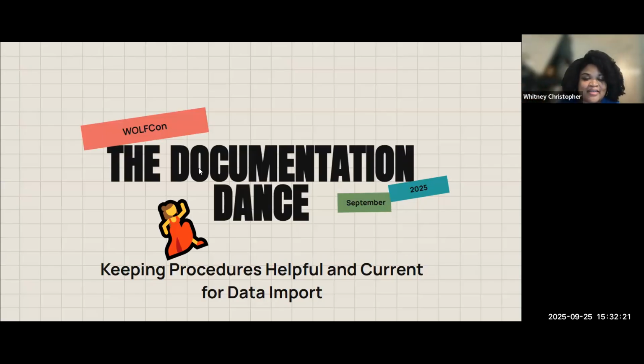Hello. Hi, my name is Whitney Christopher, and I am the automation librarian with the Cornell University Library. Most of my work involves working with FOLIO, particularly data import, and that includes creating and maintaining documentation. And while we work to improve and better understand the needs of documentation for data import as a whole, I hope to provide some insights and tips to maintain your own documentation as it relates to data import.